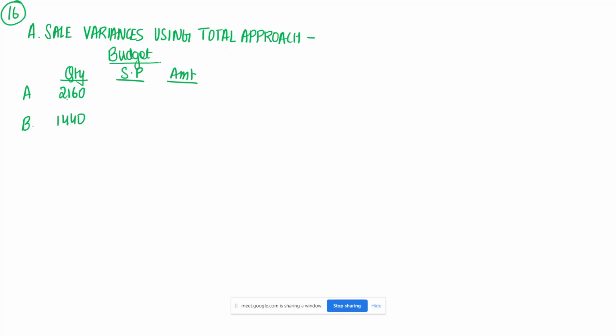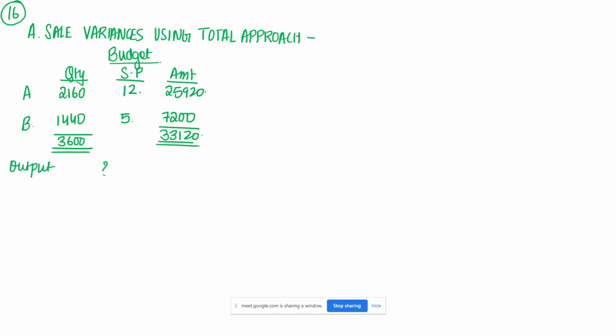Total, tell me. 3600. Selling price 12 and 5. So how much is this? 25,920 and 7,200. Total 33,120. What should I write as the output here?